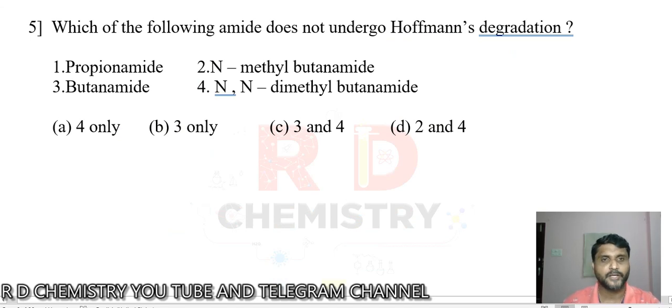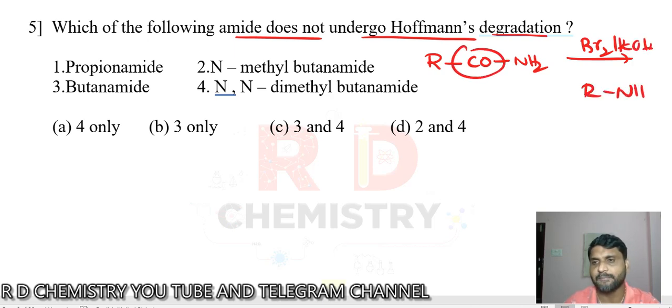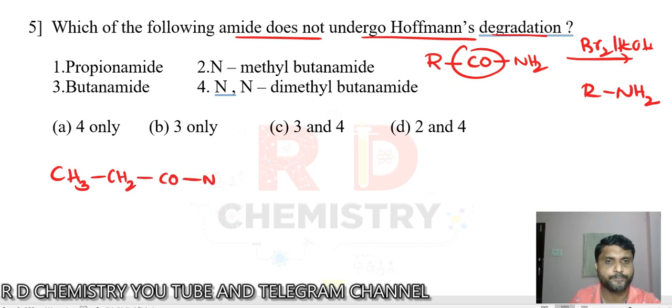Question number 5. Which of the following amides does not undergo Hofmann bromamide degradation? For Hofmann bromamide degradation, we should have an amide of the type RCONH2. It reacts with bromine and alkali, wherein CO is lost, and we'll get RNH2, a primary amine. Now, propionamide with 3 carbon atoms should be CH3CH2CONH2. Correct? This can answer.